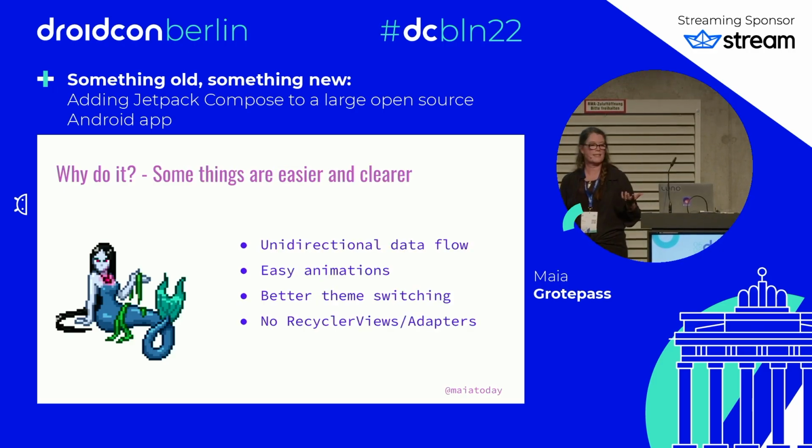And some things are easier. Thinking about unidirectional data flow, I can see that it can fix some strange race condition kind of bugs if you change the architecture and you do that properly. The animations are super easy. The theme switching was really easy because in the old way of doing things, you had to restart the whole activity to get the theme to switch. And with Compose, you can just switch the themes. And theoretically, if I'd converted all of the recycler views and all of the adapters to just lazy columns and lazy rows, that would have improved the app as well, because it would be a lot of boilerplate that I could remove from the app.